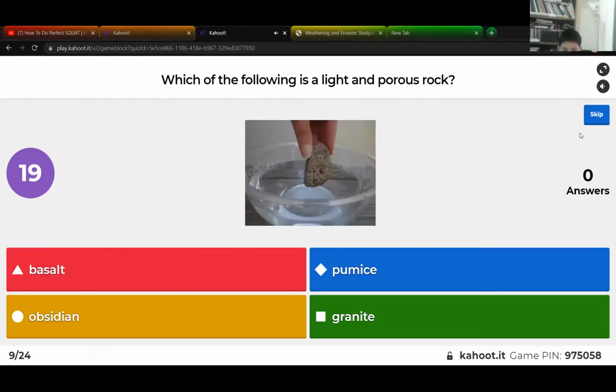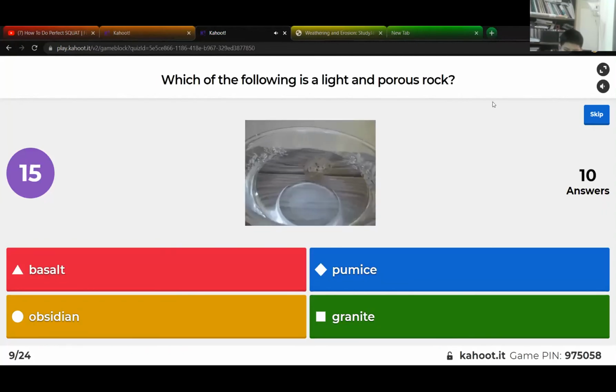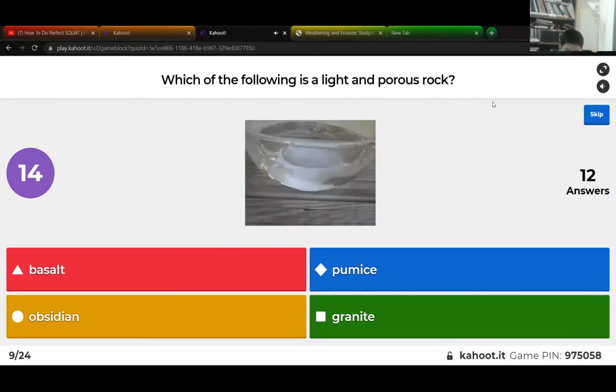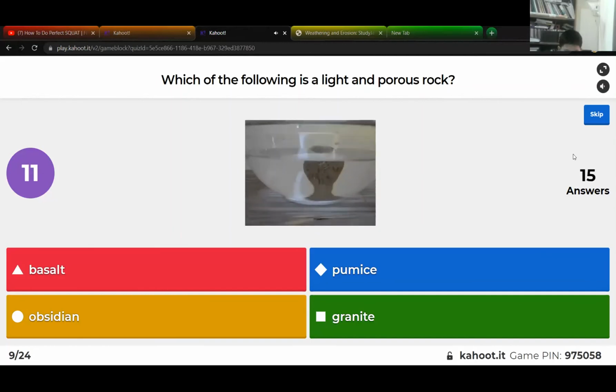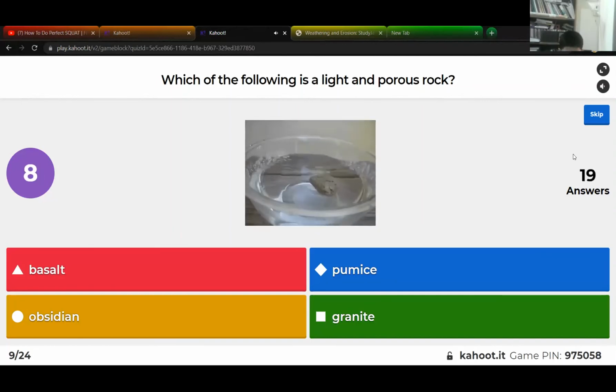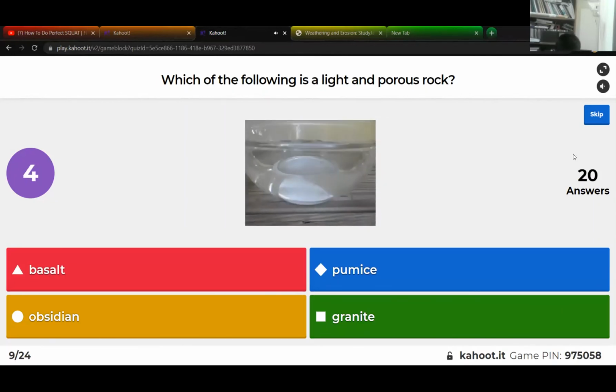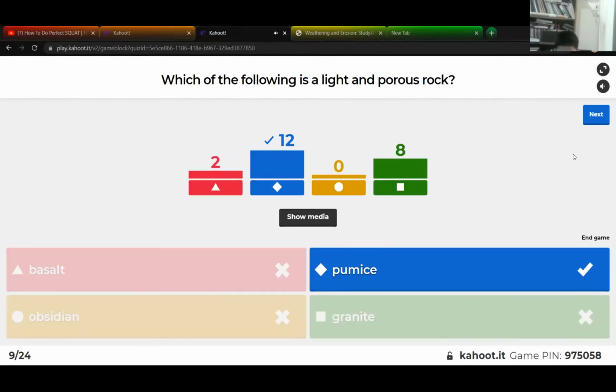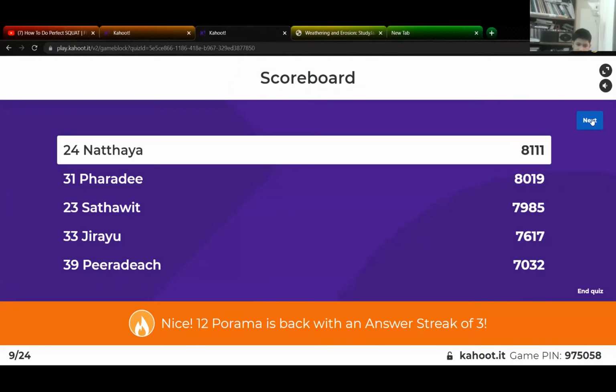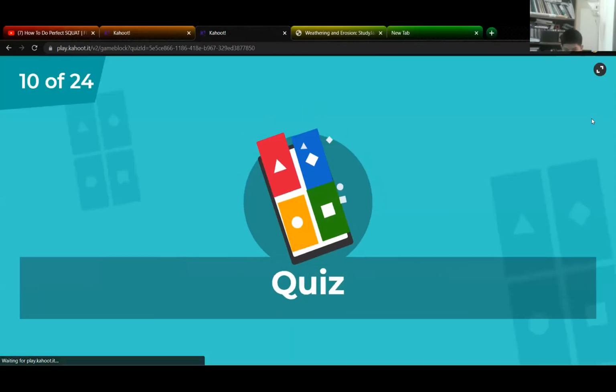All right, which of the following is a light and porous rock? Light and porous rock. We use this one to remove the dead skin, right? On our feet and our body. Okay, pumice is the correct answer. Some of you answered granite. Still the winner, top 5 are still the same.